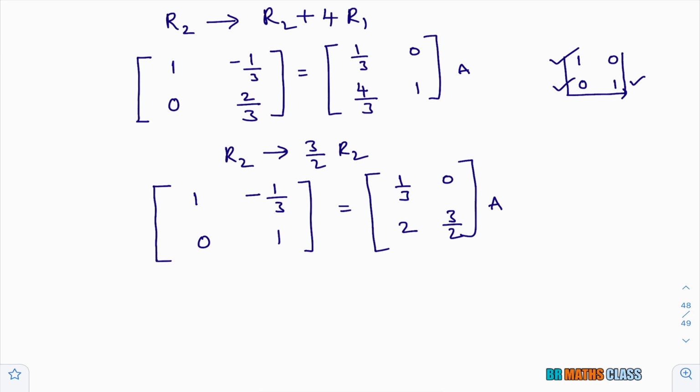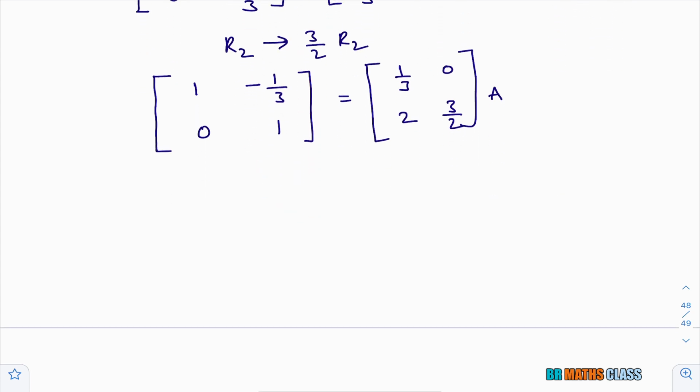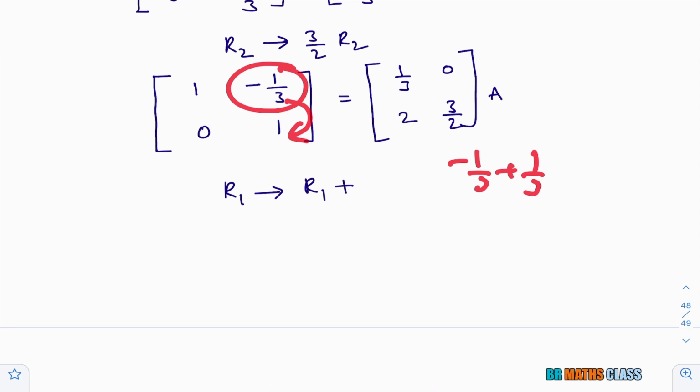Now come back to this place. Now you need 0 at this part. We can make this 0 very easily with the help of this 1. Here minus 1 by 3 is there, right? You want plus 1 by 3: minus 1 by 3 plus 1 by 3, then it will become 0. So I'll use this operation to get 0 at this part. R1 changes as R1 plus 1 by 3 into R2.